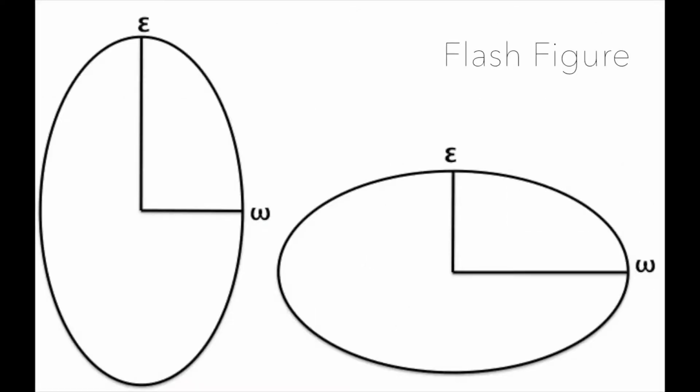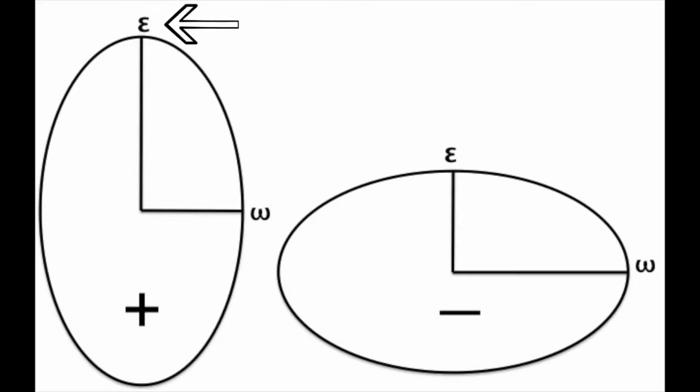For uniaxial minerals, finding a flash figure lets us know that we are looking at a slice of the ellipsoid that looks down at an epsilon-omega section. It is important to note that epsilon and omega change depending on optic sign. In a uniaxial positive mineral, epsilon is the slow ray. In a uniaxial negative mineral, epsilon is the fast ray.